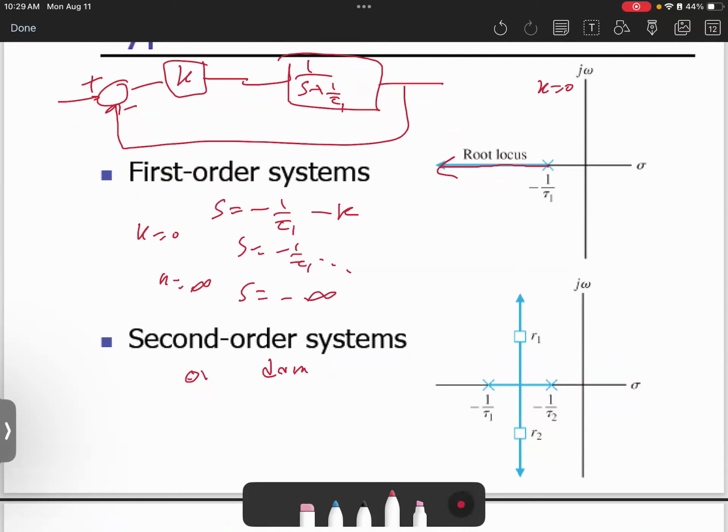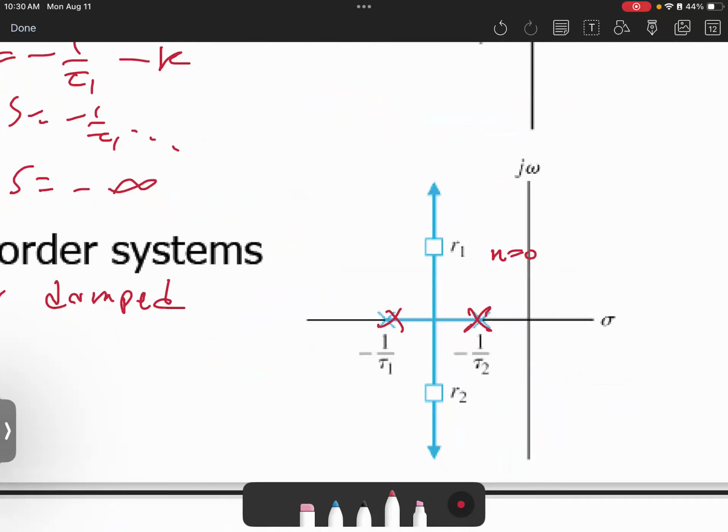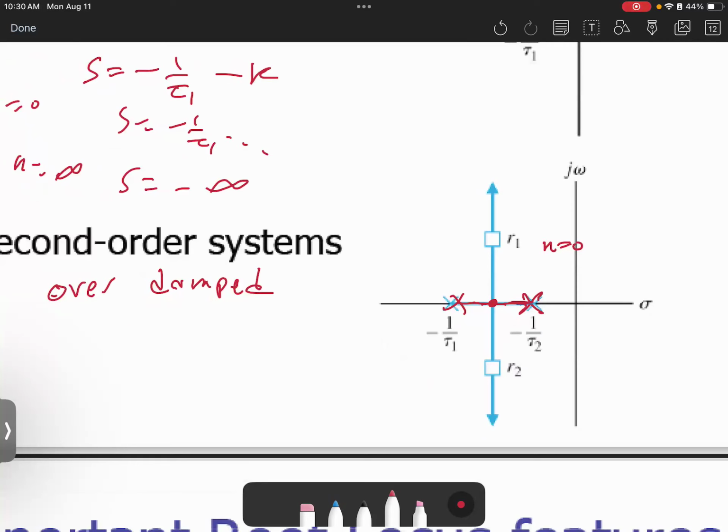In overdamped, when we have two real poles, what's happening when we increase the value of k? When k equals 0, the locations of the poles are here in the red dots. Then if we keep increasing k, they will move this way. This pole is moving here, here, here, until reaching the point where the system will be switched from overdamped to what?